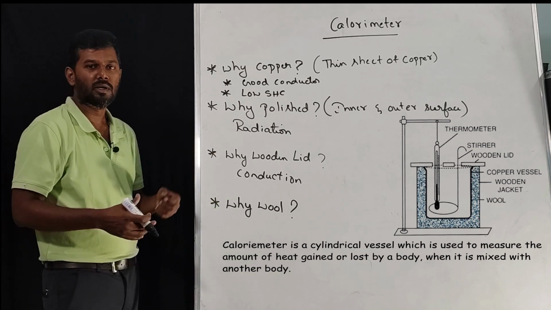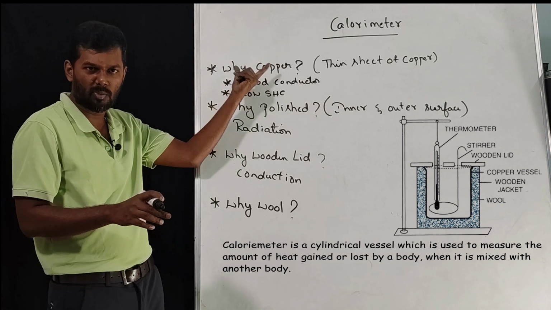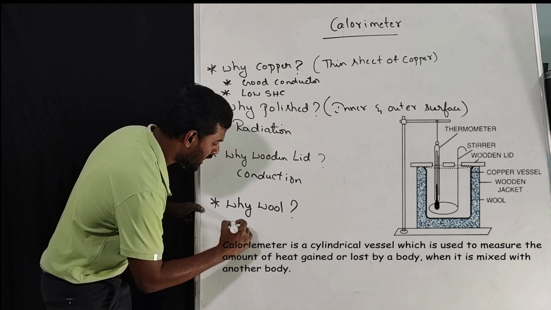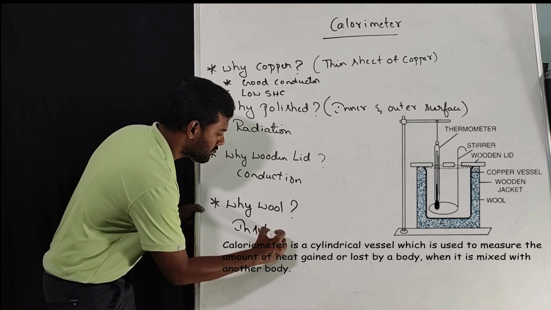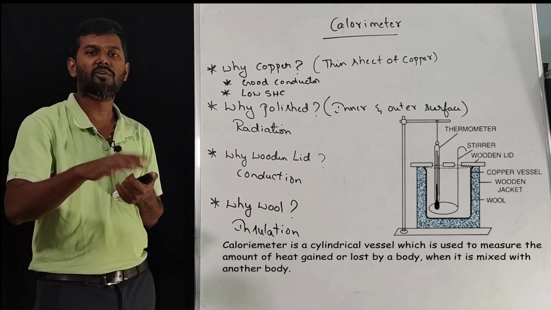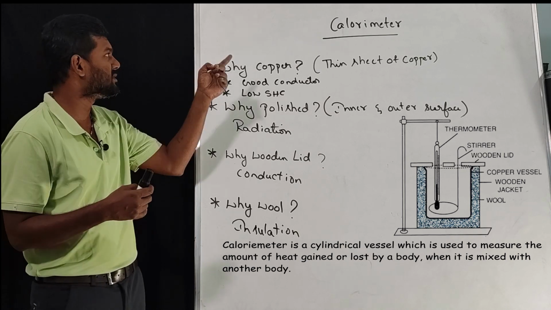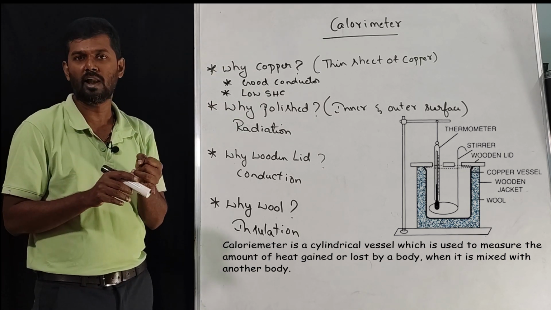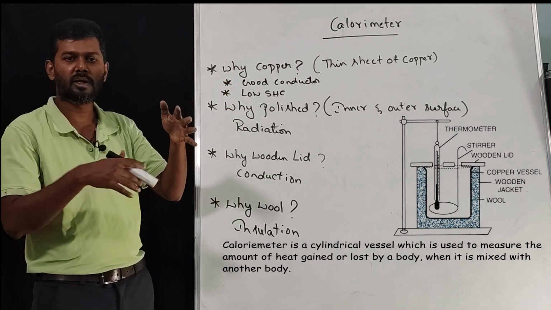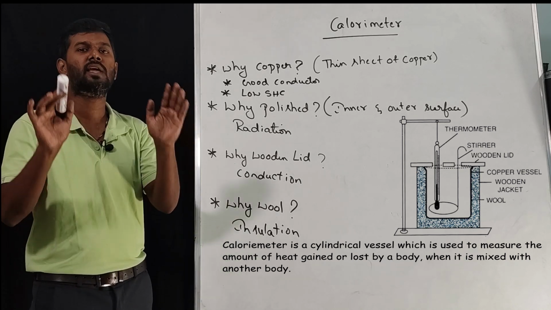Next, why wool? Between the wooden lid and the copper vessel, there will be wool. Wool will be filled. This will provide insulation. What do you mean by insulation? It will not conduct heat energy. That's it. So these are the possible give-reason questions based on the calorimeter, the definition of calorimeter and give reasons. That is enough. If you know it, it is well and good, so whatever questions they may ask, you can easily answer.